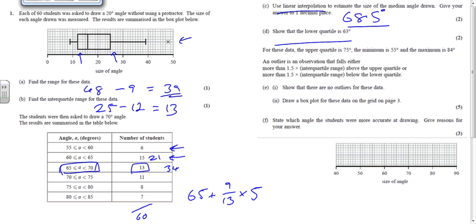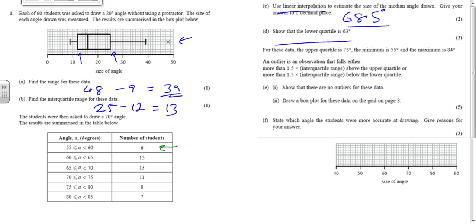Show that the lower quartile is 63. If you're looking for the lower quartile, just like the median you divide by 2, the lower quartile is a quarter of the way, so you divide by 4. So 60 divided by 4 is going to be 15, so we've got to find the 15th piece of data. The first 6 are here, and if we're looking for the 15th piece of data, that's going to be 9 more. So we're looking for the 9th, which will be in this category here.